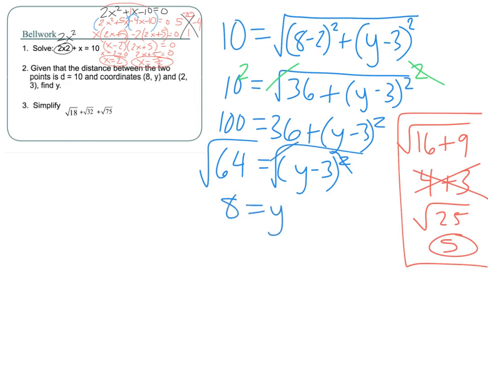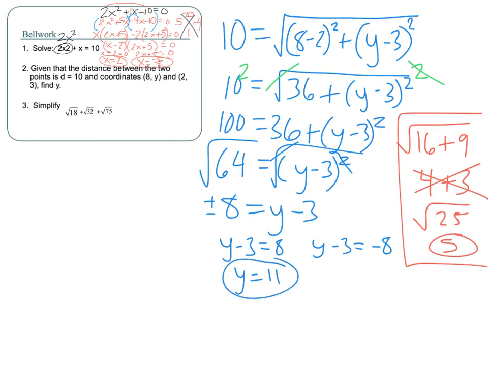equals y minus 3. But since I square rooted both sides, I do have to account for both the positive and the negative version. So you can think of this as two separate problems if you'd like. Might make it a little bit easier for you to manage. y minus 3 is equal to 8, and y minus 3 is equal to negative 8. Some of you can do this in your head pretty easily. Some of you might like to write it down just to be careful. I like to write it down. So we got y equals 11, and then y equals negative 5. Those are my two possible answers.